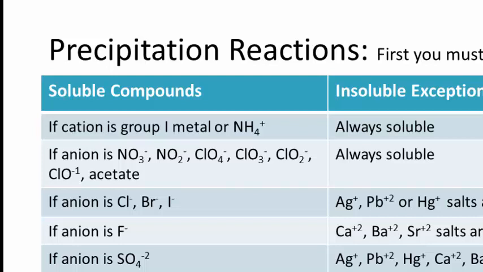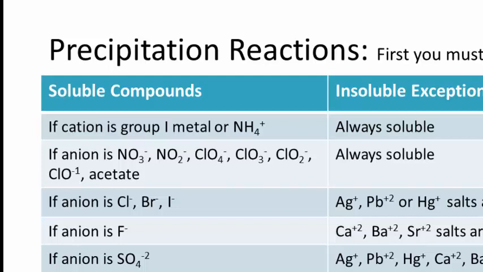Second rule, also one that you'll like. If the anion is nitrate, nitrite, perchlorate, chlorate, chlorite, hypochlorite, or acetate, no matter what the cation is, the ionic compound will be soluble in water. Okay, so two pretty good rules. Basically, it means keep your eye peeled for sodium, potassium, lithium, ammonium, rule 1. Or the second rule, keep your eye peeled for nitrate, nitrite, chlorate, perchlorate, etc. because those ionic compounds will always be soluble in water.